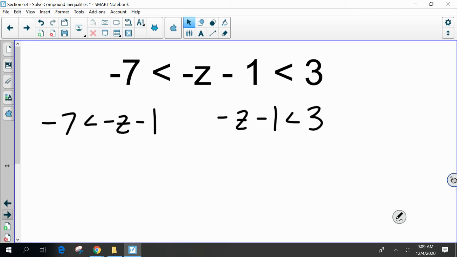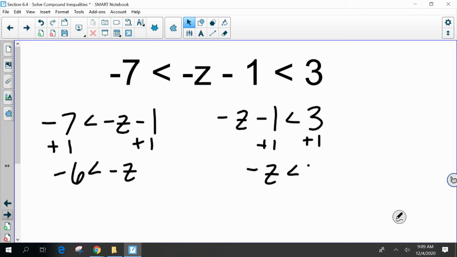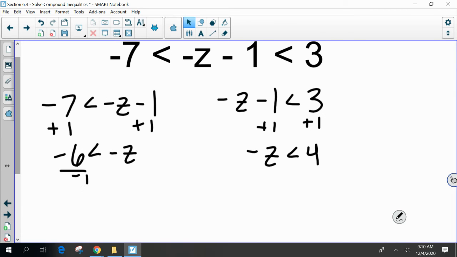So first step on both of them is going to be what? Adding 1. So I'm going to have negative 6 is less than negative z. And negative z is less than 4. Okay, and then my next step would be what? Divide by negative 1, and then I have to flip my sign. So 6 would be greater than z, or z less than 6.